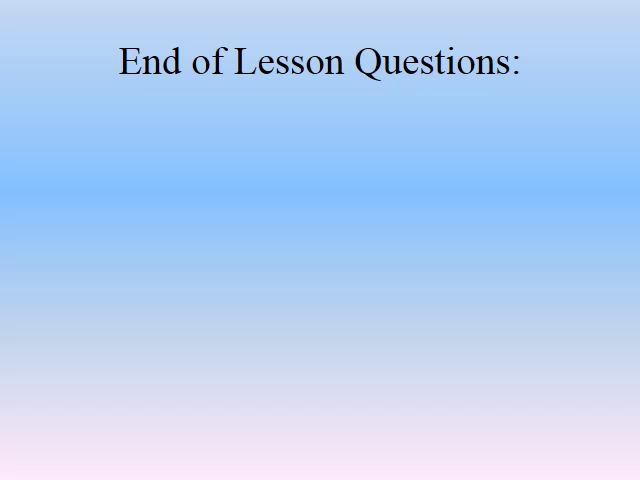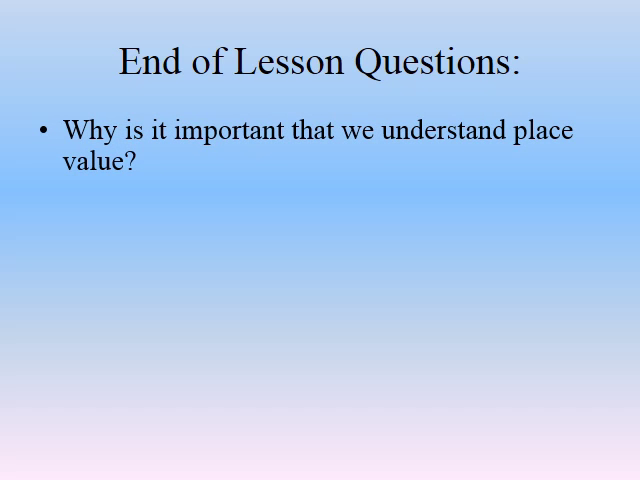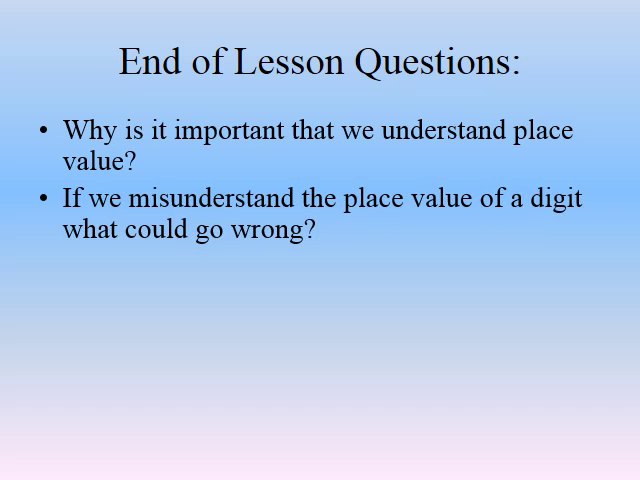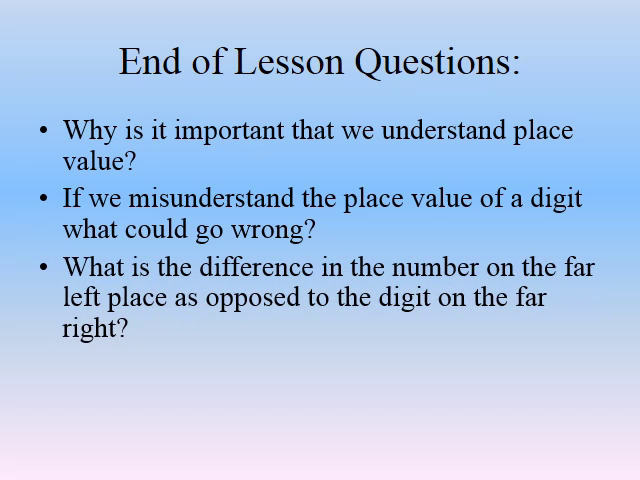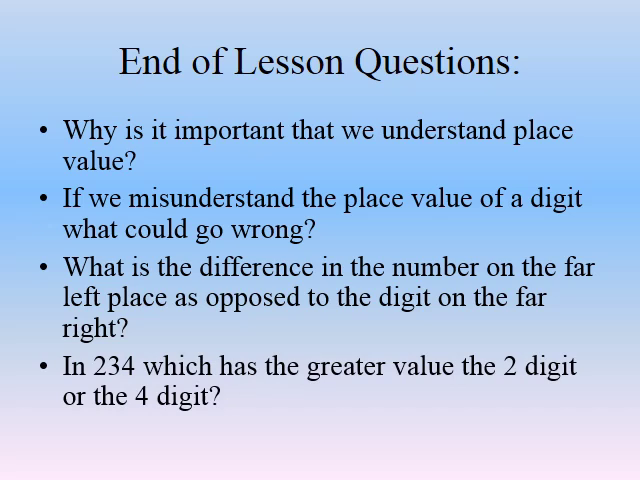Here are some end of lesson questions for you. Why is it important that we understand place value? That's something to think about to yourself and make sure that you understand really why it's important to understand place value. If we misunderstand place value of a digit, what could go wrong? What is the difference in the digit on the far left as opposed to the digit in the far right? What's the difference in value? And also in 234, which has the greater value, the 2 digit or the 4 digit?